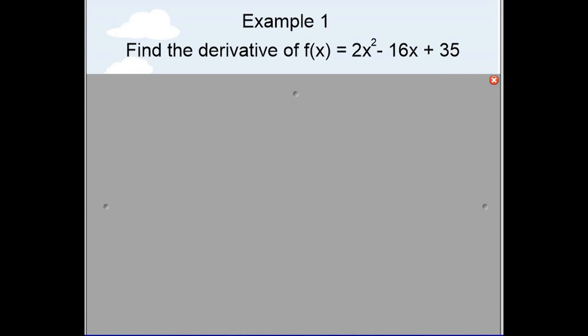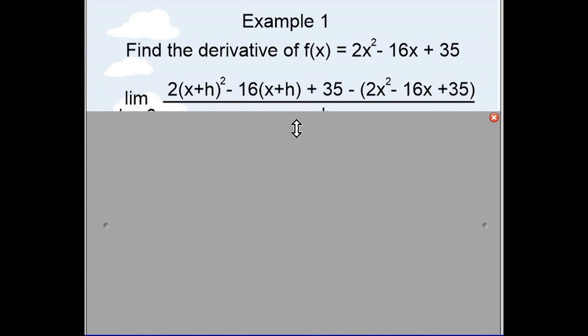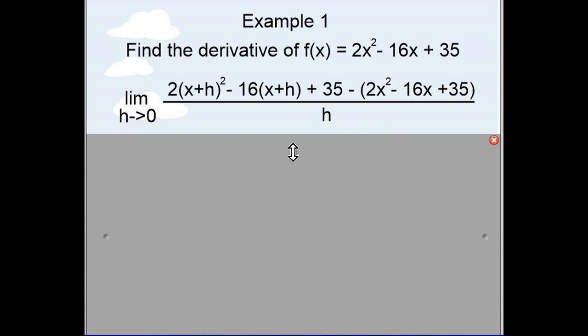Our first example: we want to find the derivative of f of x, where f of x equals 2x squared minus 16x plus 35. Like I said in the last slide, we want to take x plus h, plug it into everywhere that we have an x in this function, and then subtract the original function and divide it by h. So that's what we have here. We have our limit notation. Since we're taking a limit, we'll need that in front.